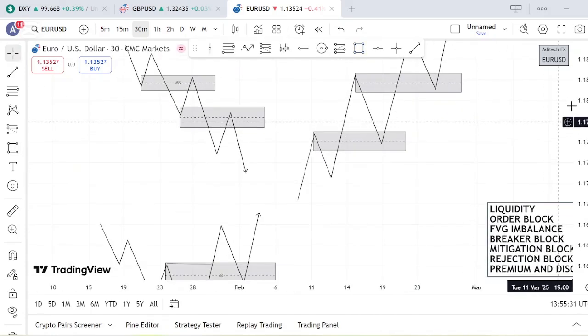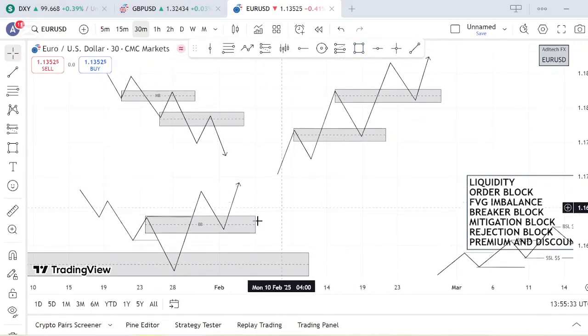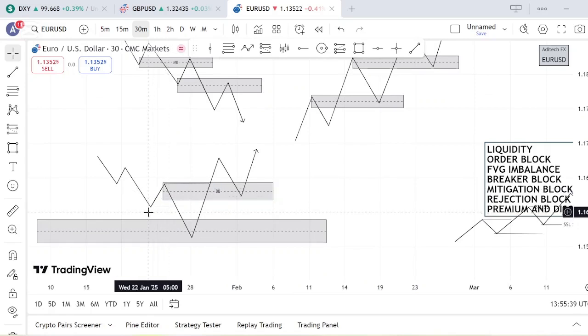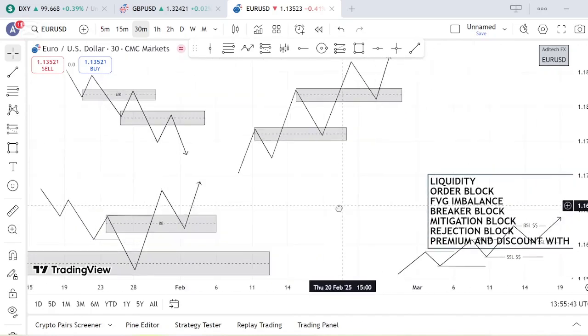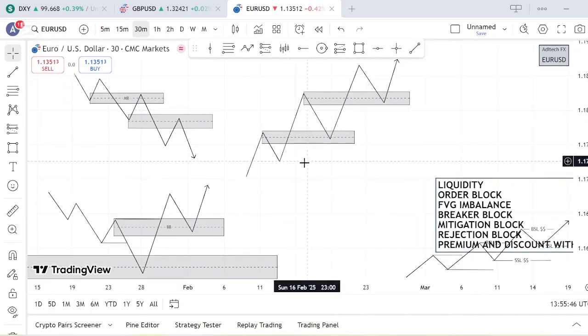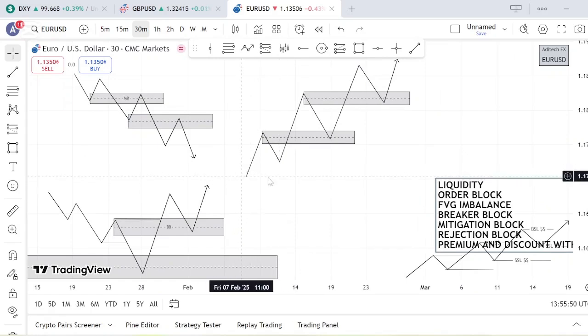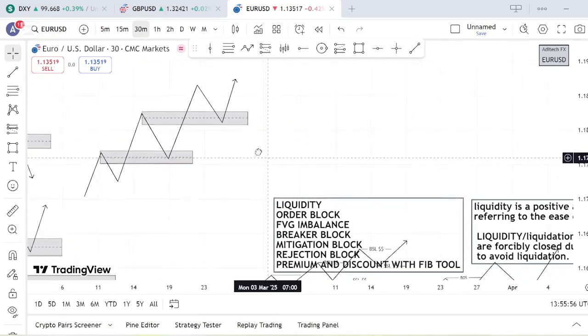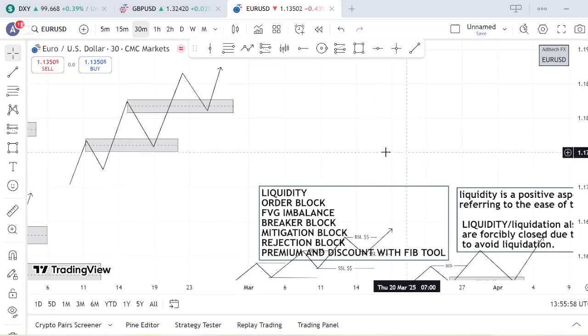So there's a common similarity between the breaker block and mitigation block. It's just that in a breaker block, price will take out both liquidities, both buy side and sell side, right? But according to mitigation block, price is unable to take out this liquidity, but after it breaks structure to the upside, expect it to come back. So that's basically how mitigation block works.